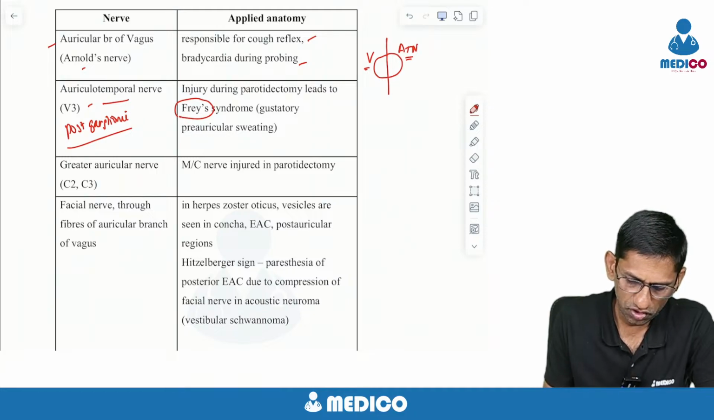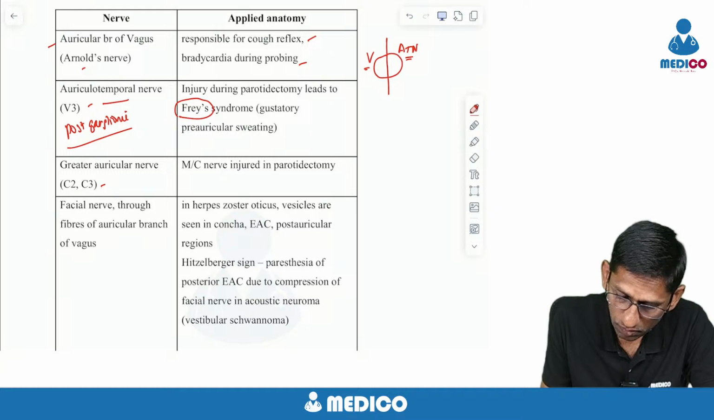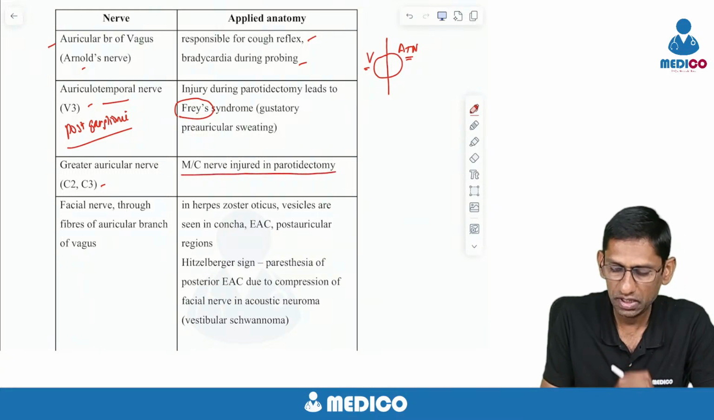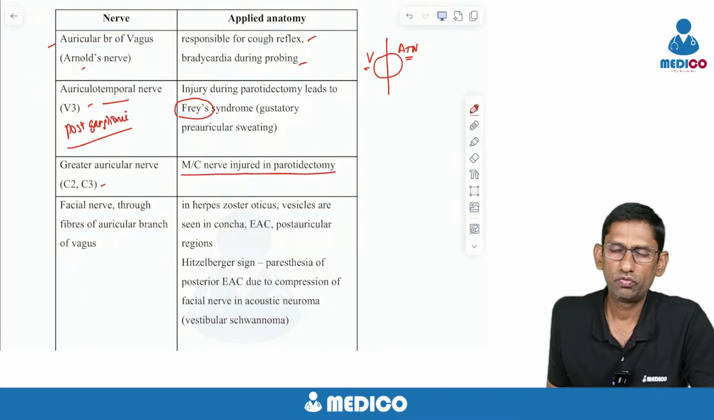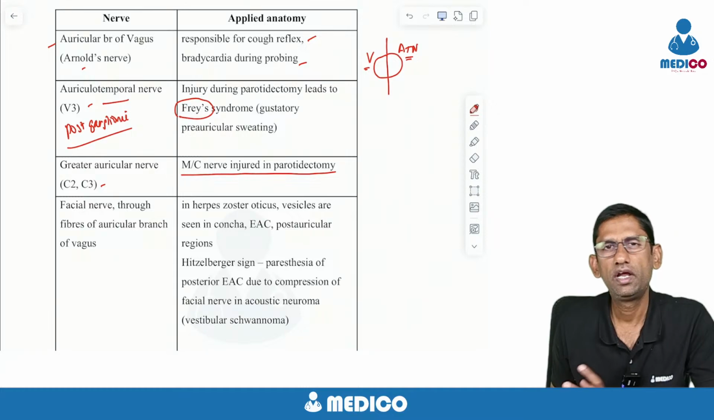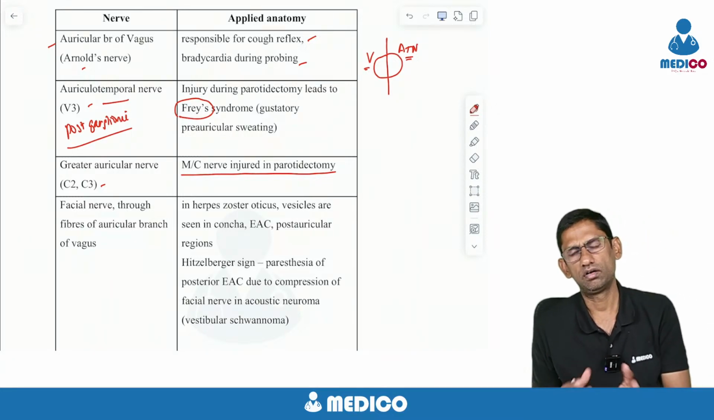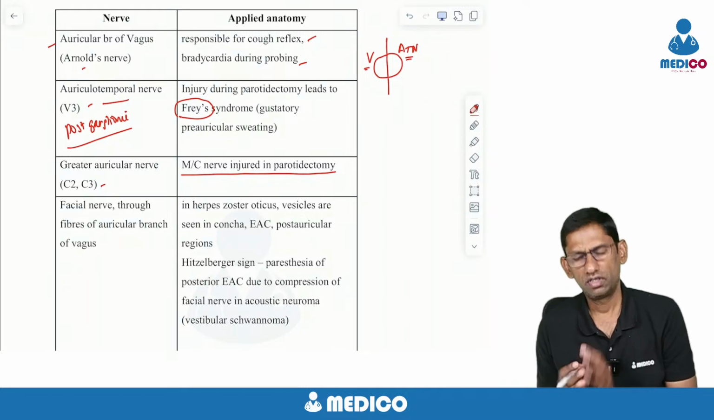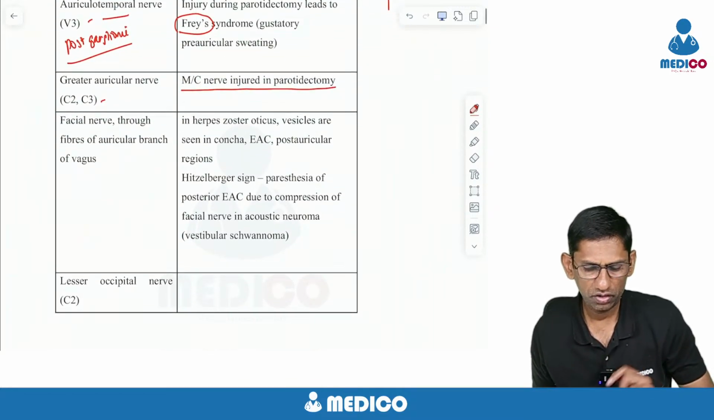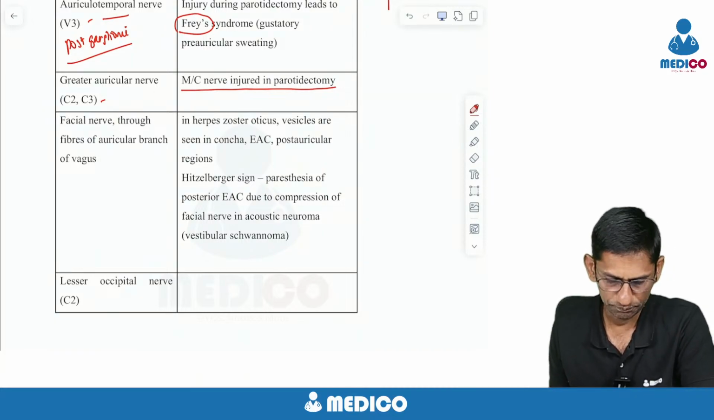That is the importance of the auriculotemporal nerve. And the greater auricular nerve, C2, C3. The point is the most common nerve injured in parotidectomy is the greater auricular nerve. This is very important. It is the bigger nerve supply of the pinna, so you will lose the nerve supply to the major part of the pinna, and that is quite important in the sensory part.